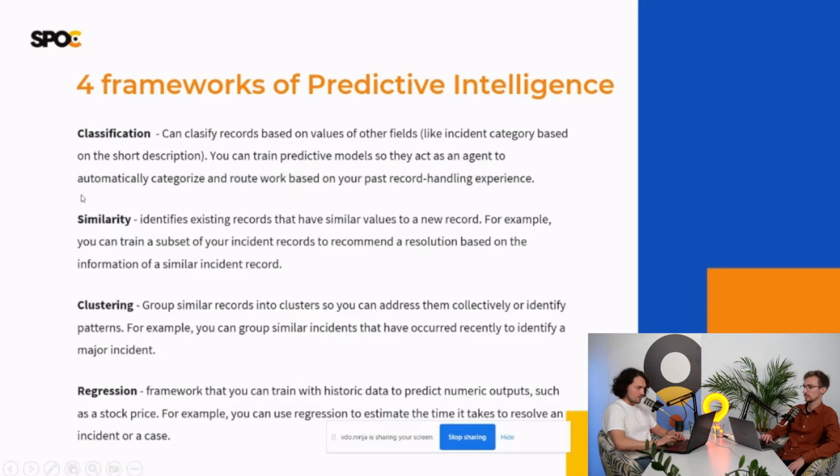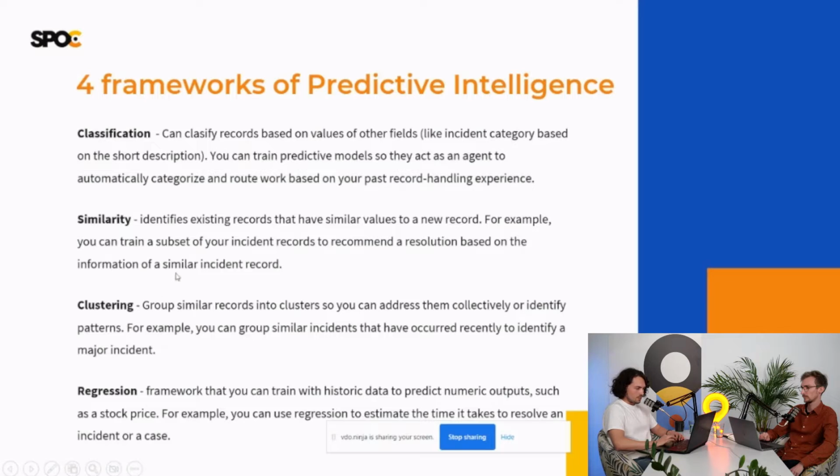The similarity. Similarity allows you to find similar records or tickets to the one that you are interested in. So, for example, let's say that you have, again the best example, incidents, and you wanted to analyze if there are any similar to these incidents that appeared in the past. For example, to find a solution that was helpful in the past to solve the new incident easily.